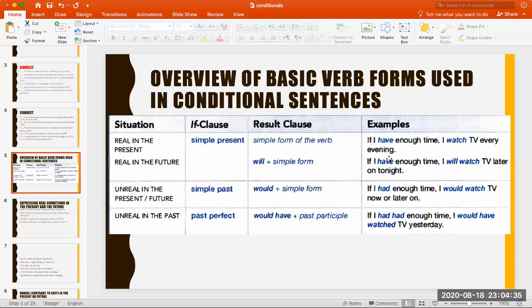So look at this. Basically, the first sentence, the one above, if I have time, I will watch TV, means there is a possibility I will be having time, and therefore a possibility that I will be watching TV. But in the second, it's almost unlikely, perhaps impossible, that I will be having time, therefore I will not be watching TV. But both sentences are in the present or the future.